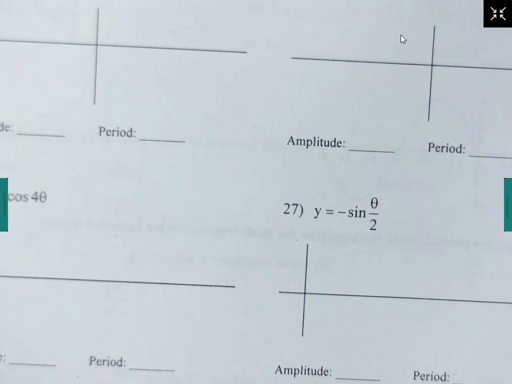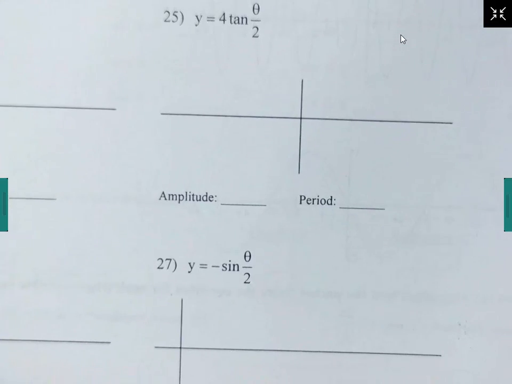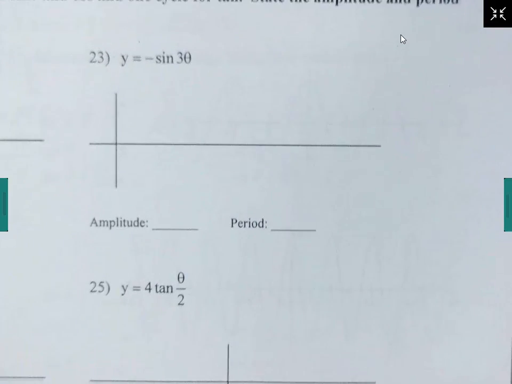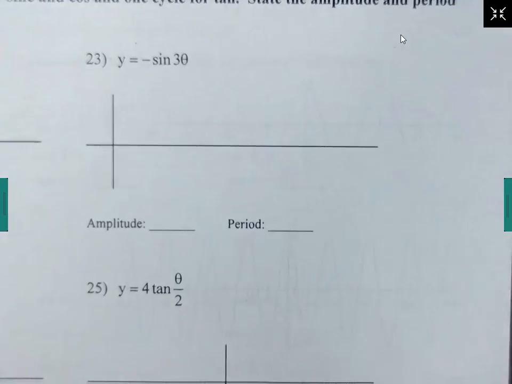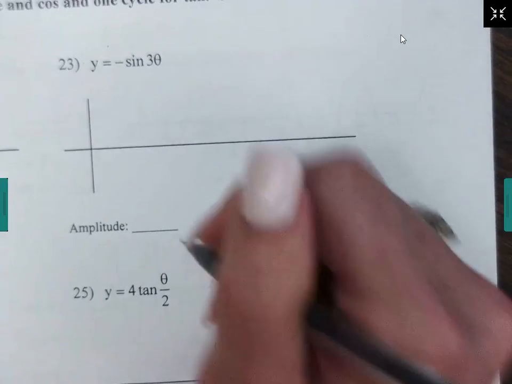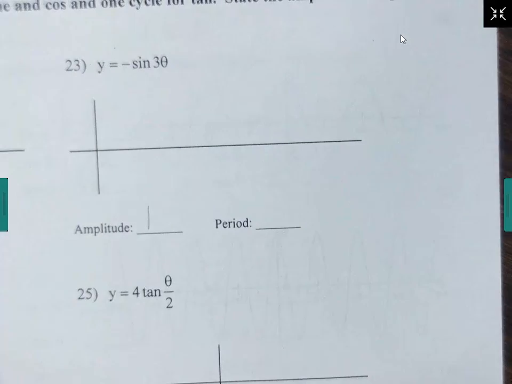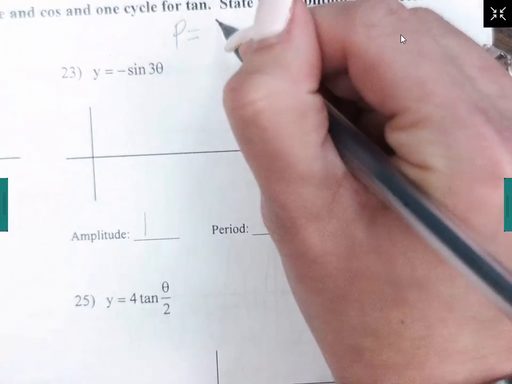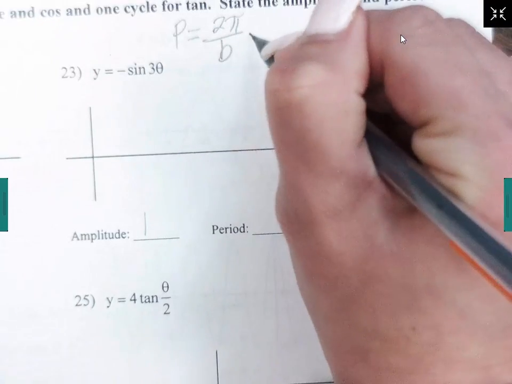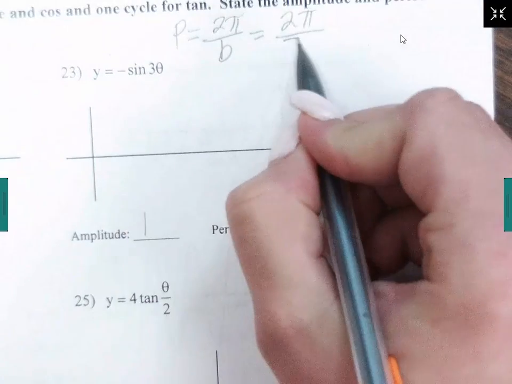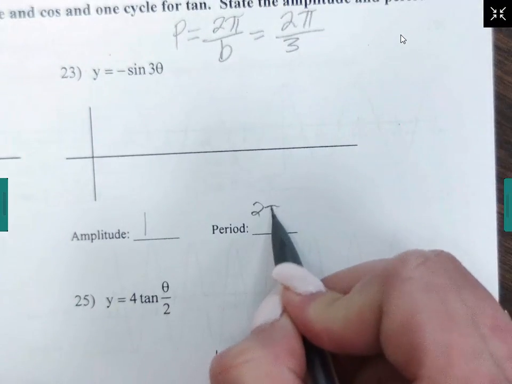All right, let's go over to our graphs. Remember that the amplitude is just the absolute value of the number in front of sine, which is a, and here it's just 1, okay? And the period is equal to 2 pi divided by b. In this case, what is our b? The number in front of theta, which is 3. So our period is 2 pi over 3.